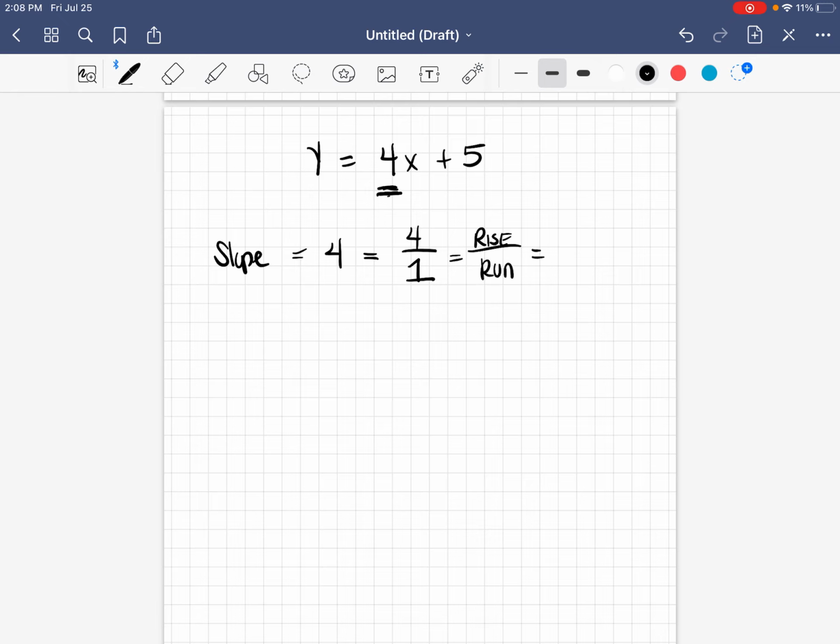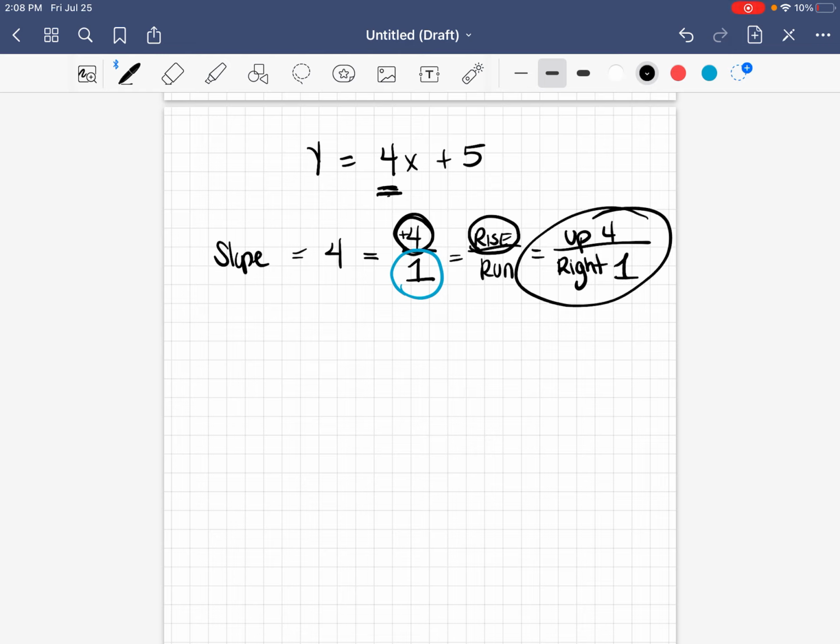What does that mean? That means if the number is positive, you go up 4, or if the number is negative, you go down 4. Because the top number is telling you how much to rise, and the top number is positive 4, we're going to go up 4. The bottom number tells us how much we're going to run. But if you remember, you only run to the right. So we're going to go to the right 1. So these are the directions: up 4, to the right 1.